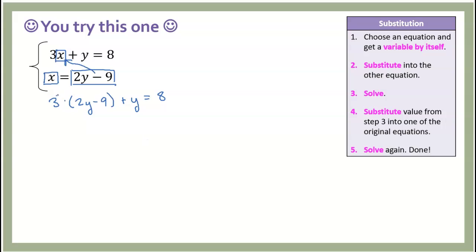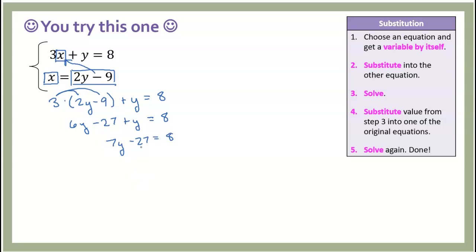Now we solve that. Let's distribute. 3 times 2y is 6y. 3 times negative 9 is negative 27. Bring everything else down. We will combine like terms. 6y plus 1y, well, that will be 7y. Bring everything else down.